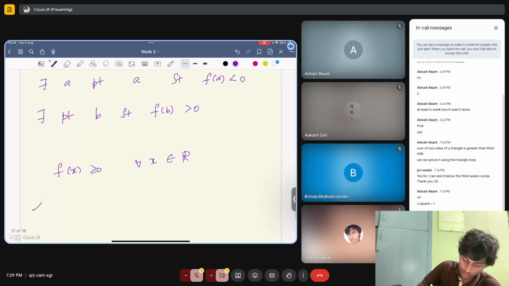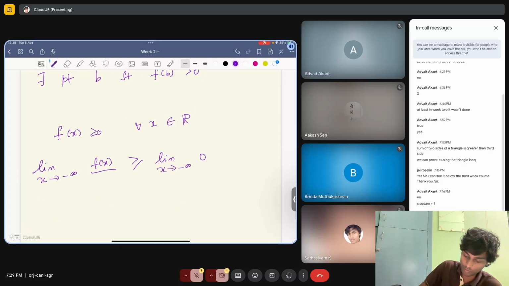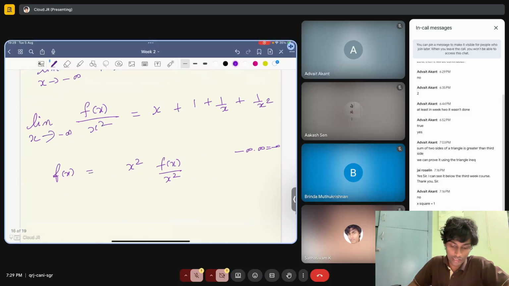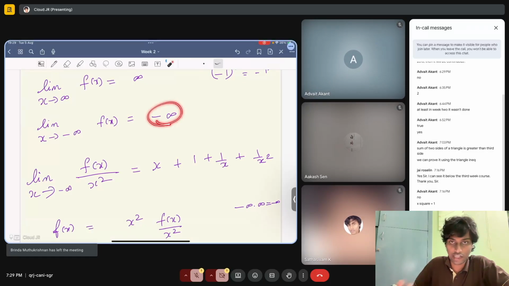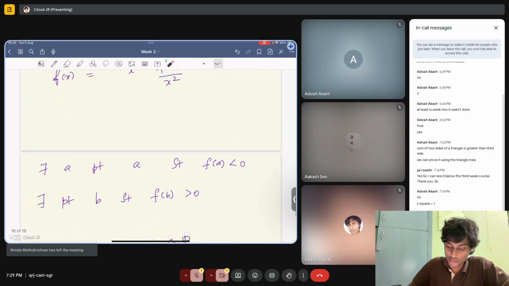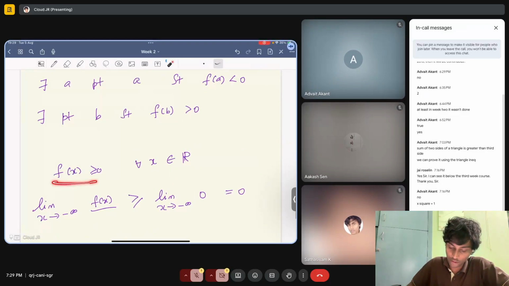Then if you use the sandwich lemma, limit as x goes to minus infinity of f of x has to be greater than or equal to limit as x goes to minus infinity of 0. So that means your limit has to be greater than or equal to 0, right? This is 0. But what we have is the limit is actually minus infinity. So that's a contradiction. The contradiction arises because you're assuming that f of x is greater than or equal to 0 for all x. Well, that is not true.